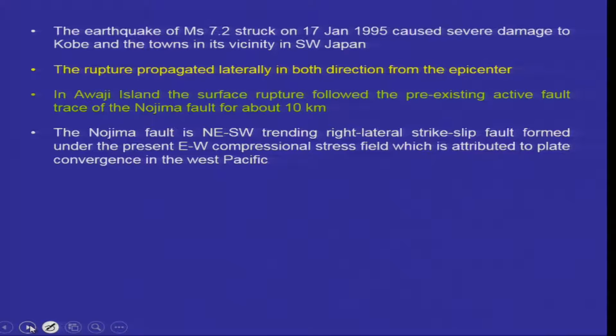The Nojima fault is a northeast-southwest striking right slip fault, a right lateral strike slip fault, and it is formed due to the east-west compressional stress field, which is attributed to the plate convergence with the West Pacific plate.